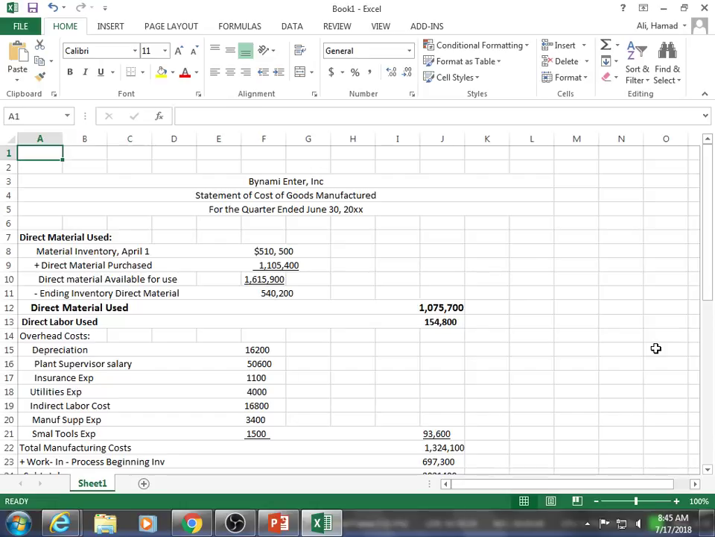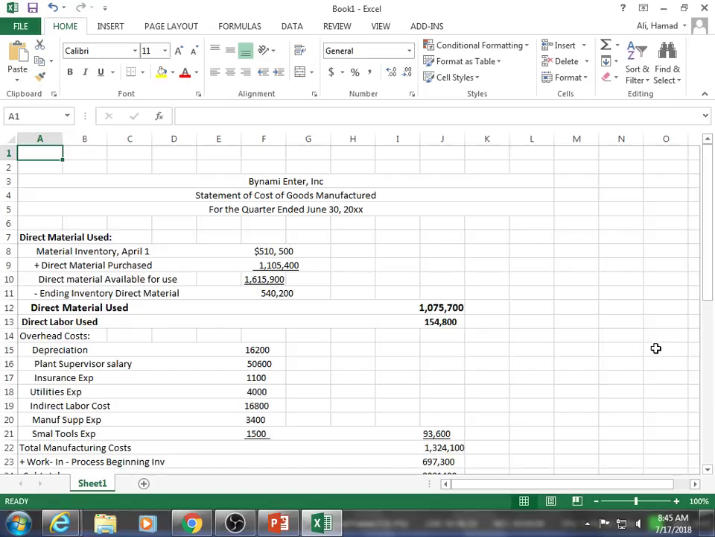Then that gives us manufacturing costs. And then we don't want to forget work in process is part of cost of goods manufactured. So we're going to add beginning inventory work in process. It will give us a subtotal. Feel free to write subtotal or just keep going without it. Minus work in process ending inventory. And that will give us cost of goods manufactured. All right?